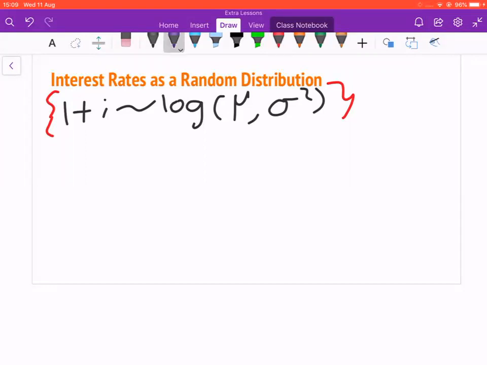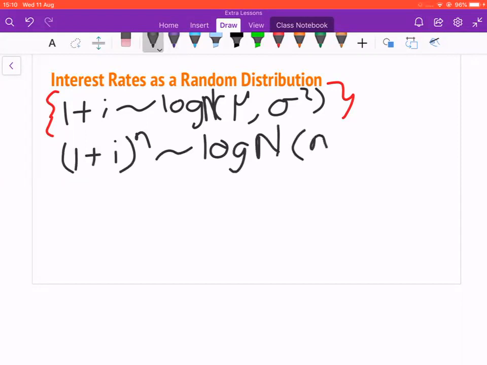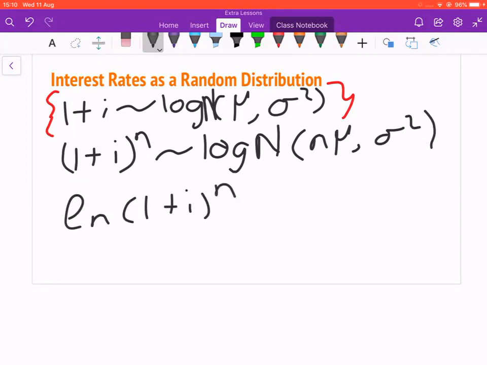If 1 plus i has a log normal distribution, there is something else that you should know. It simply means that (1 plus i) to the power n is going to have a log normal distribution with parameters n mu and n sigma squared. And ln of (1 plus i) to the power n is going to have a normal distribution. When you find the log normal distribution, you are going to convert it into a normal distribution, so you're going to have a normal distribution with n mu and n sigma squared.